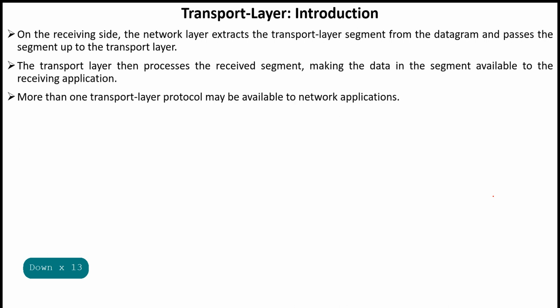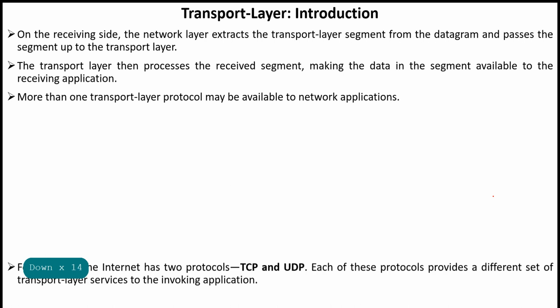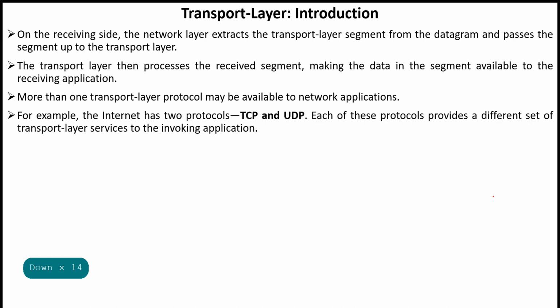More than one transport layer protocol may be available to network applications. For example, the internet has two protocols, that is Transmission Control Protocol and User Datagram Protocol, that is UDP. Each of these protocols provides a different set of transport layer services to the invoking application.